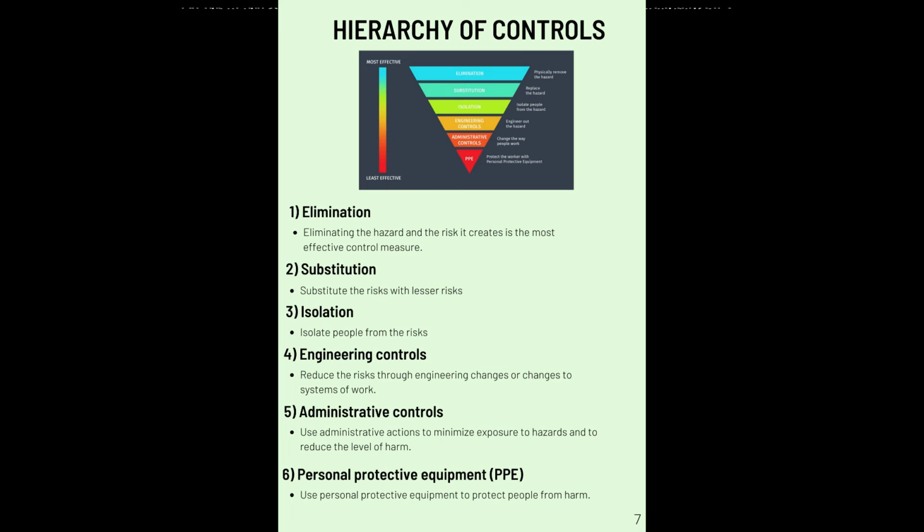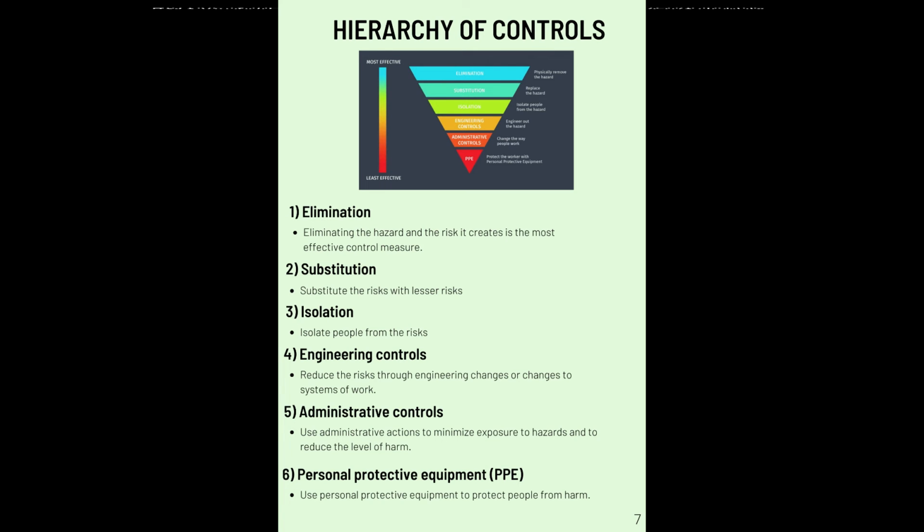Now I would like to continue with hierarchy of controls. There are actually 6 steps in the hierarchy of controls. The first one is elimination. It is about eliminating the hazard and the risk it creates, the most effective control measure. The second one is substitution, where it is about substituting the risks with lesser risks. The third one is isolation, where it is about isolating people from the risks.